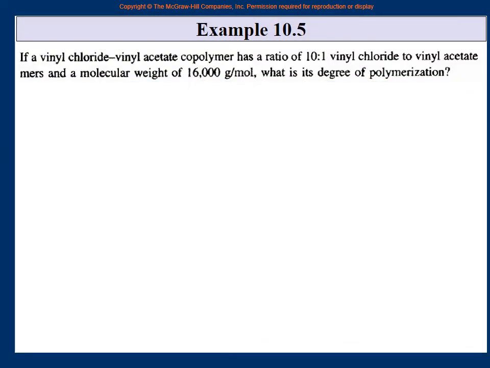There is one more example which we are not doing again, but it is the same thing. Vinyl chloride, vinyl acetate copolymer has a ratio of 10:1. It is very simple. Ratio of 10:1 and a molecular weight of 16,000. What is the degree of polymerization? So this is even easier. If the ratio is 10:1, then the total is 11. So one of them is 10 by 11, the other is 1 by 11. So vinyl chloride is 10 upon 11 and vinyl acetate is 1 upon 11. And then you solve it, right?